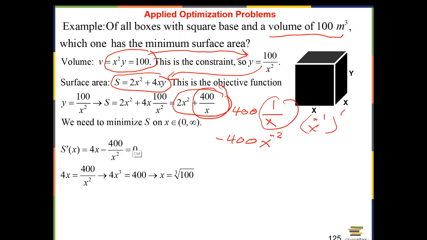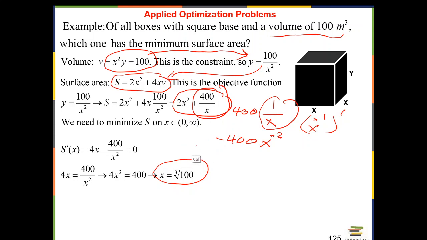So we set it equal to 0. Obviously, there is one critical number at 0, but 0 is not in the domain, so we don't care about that. So what's another number that makes the derivative 0? We set it equal to 0. We have a rational equation, right? We solve it. We move this to the other side and multiply both sides by x squared. So x equals the cube root of 100. So that's the number that makes what? That makes the surface area minimum, and the volume stays at 100 cubic meters, right?